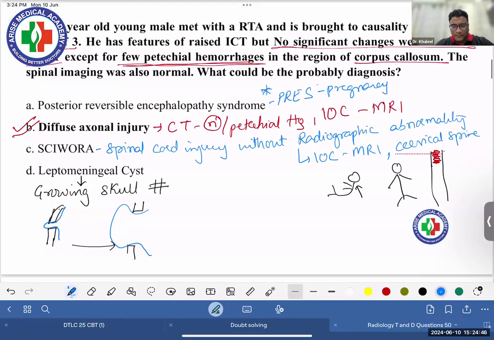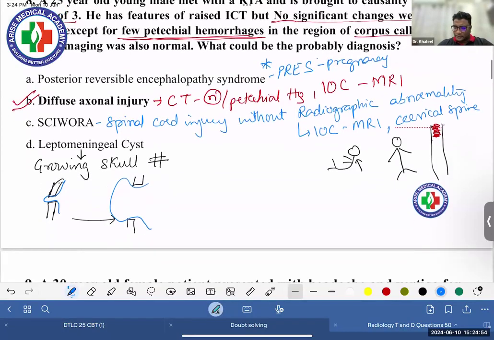GCS score of 3, unconscious, poor Glasgow coma scale, right? So he's in a coma. So he's an unconscious patient with a poor Glasgow coma scale. The answer is diffuse axonal injury.